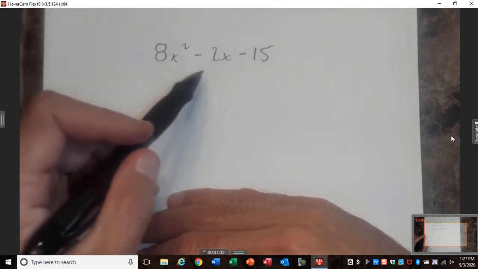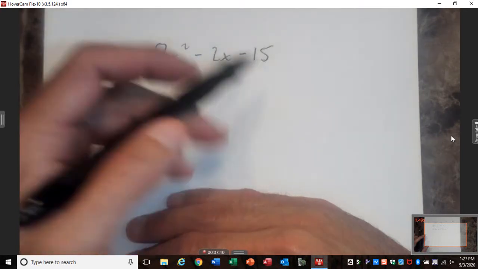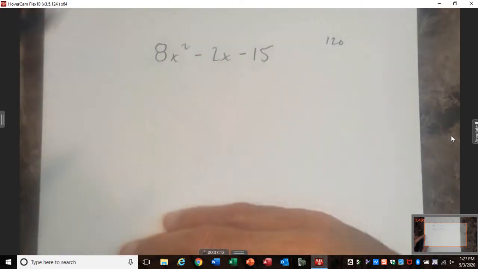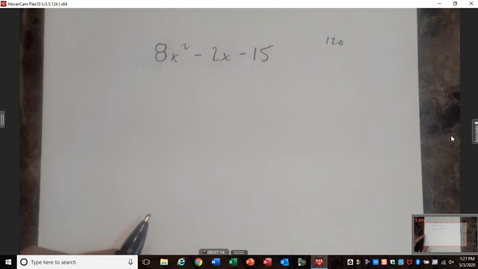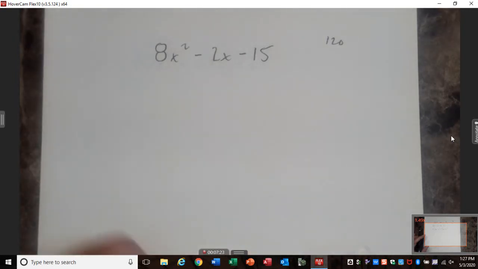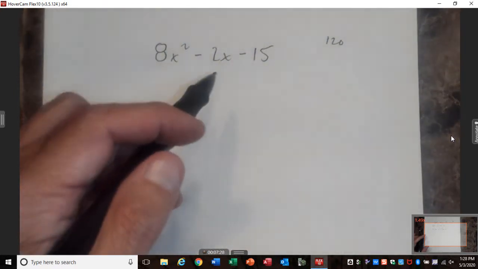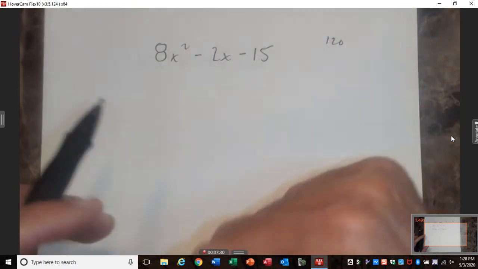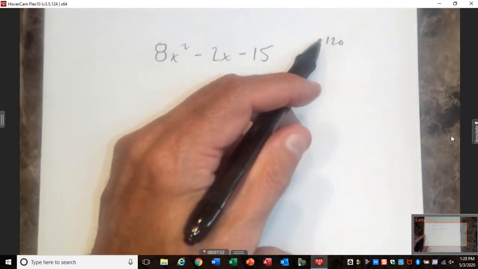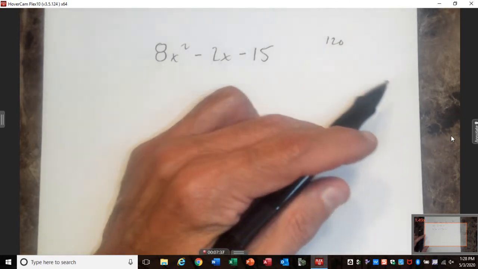Anything in common here? No. No perfect squares. Okay. 8 times 15 is 120. Now, you want factors of 120 that when you subtract are going to give you 2, or when you add will give you -2. There are two ways to look at this. That's why this is kind of confusing. It all depends if you make this positive 120 or negative 120. Then you add your factors or subtract your factors.